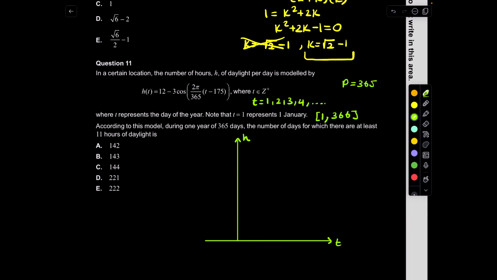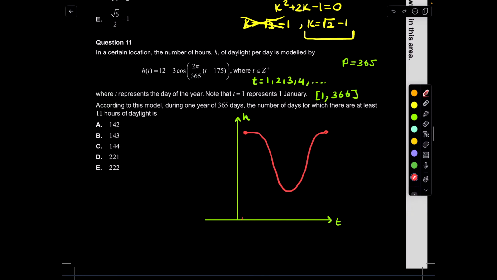If I draw this cosine graph, which looks like this, it's not the best, but it looks like a cosine graph. Why did I not start at t equals 0? Because t equals 0 is not included. We start from t is an element of the positive integers, so from 1 to 366. So this here is going to be 1, and this part at the end has to be 366.